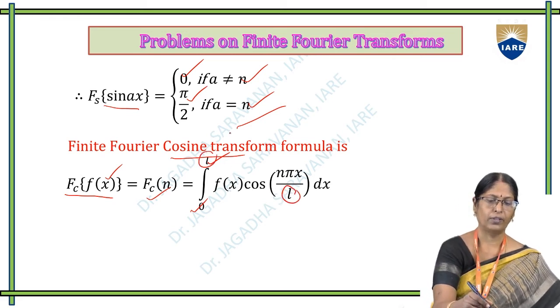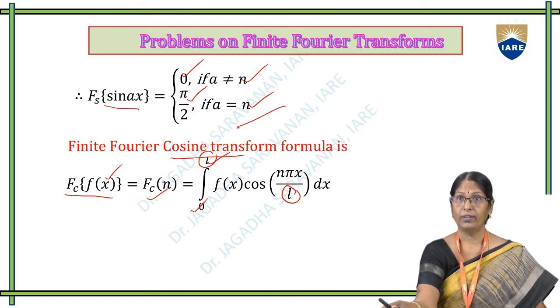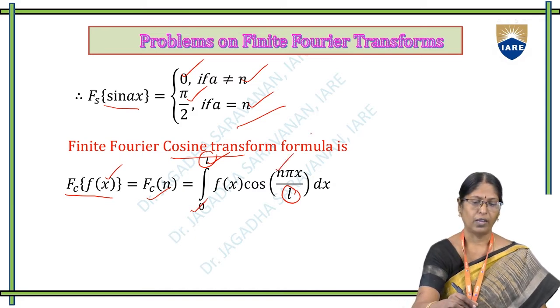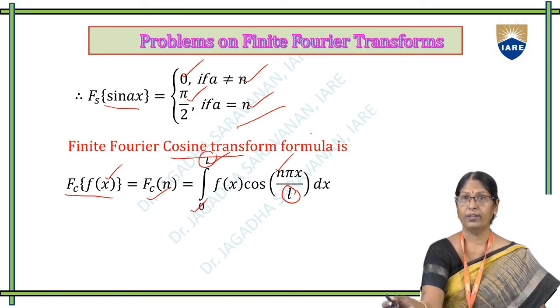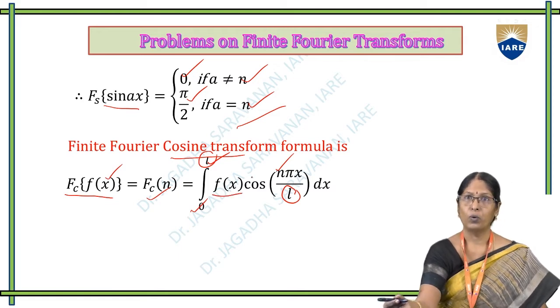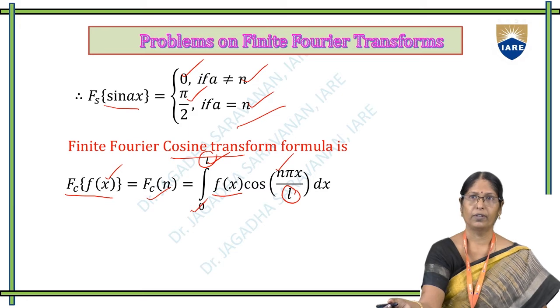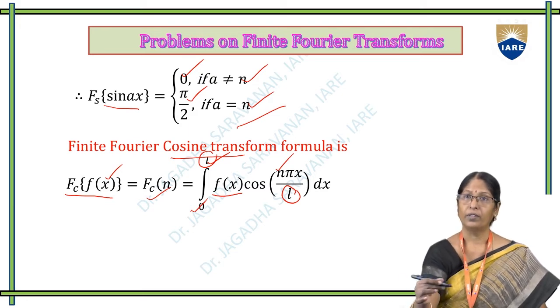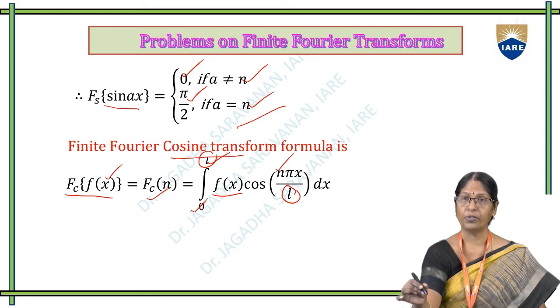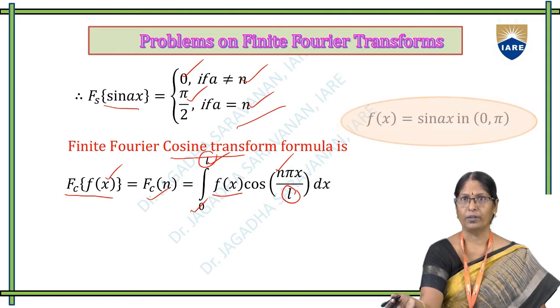So L occurs in two places, n occurs in only one place, and f of x is what is given in the question, which we have to substitute in its place. So for each and every formula, notice which role each term plays and how many times it plays that role. Then we never forget the formula.